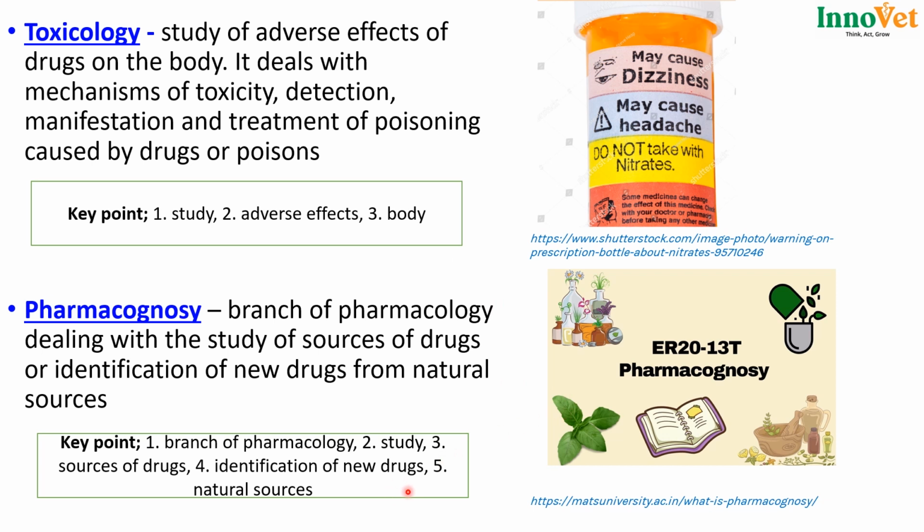Pharmacognosy, you're going to look at 5 cores. The first one, it's a branch of pharmacology, and this branch of pharmacology is going to be focusing on basically studies of sources of drugs. These drugs could also be identified as new drugs from the natural sources. So pharmacognosy is the branch of pharmacology that involves the study of sources of drugs or identification of new drugs from natural sources.